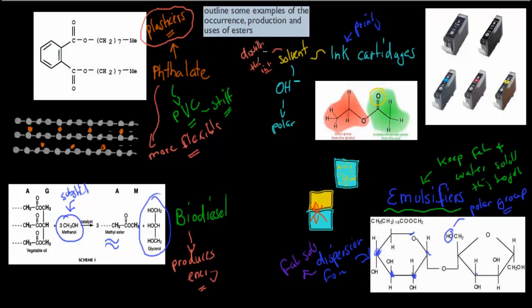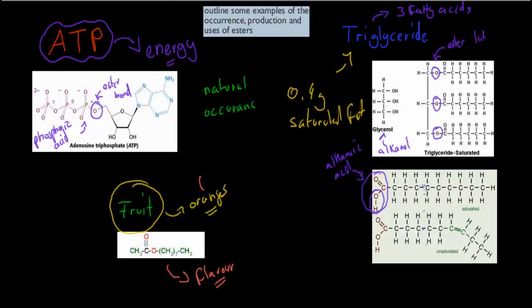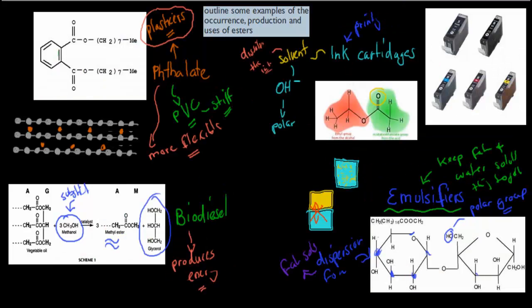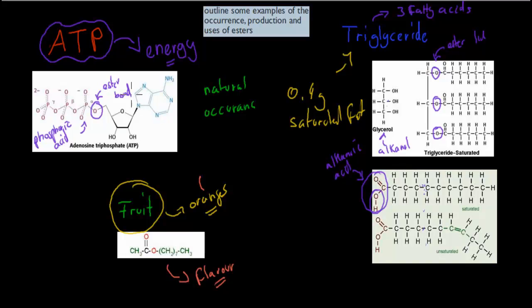So I'll go over the dot point itself again. It says outline some examples of the occurrence, production, and use of esters. Some of the occurrences in nature were, for example, ATP. That's found in our body, and we use it for energy. And it's an ester, because we have that ester linkage here between the original phosphoric acid and the alkanol group.